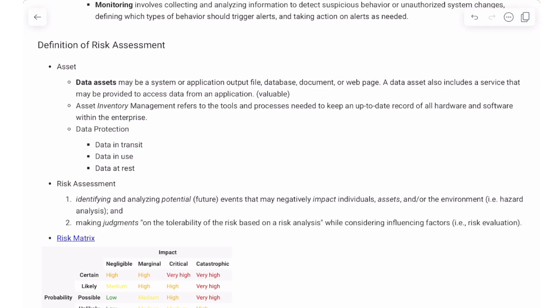And after that, we have data protection. And here we have 3 different scenarios to protect the data: the data in transit, the data in use, and the data at rest. Data in transit means when the data moves from one computer to another, or from one software to another software, you have to make sure the data is safe.